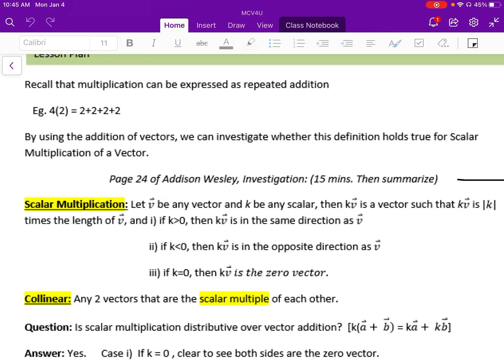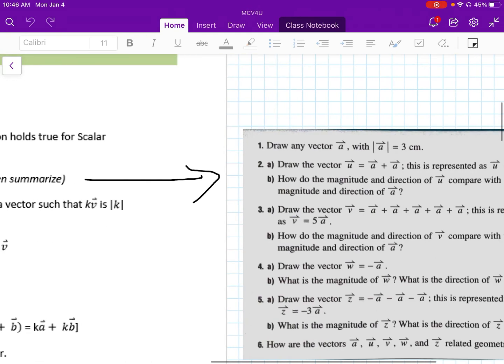As a recall, remember multiplication can be expressed as repeated addition. So we start with adding. We add vectors together and see if our definition for multiplication of scalars works the same way as it would for vectors. So adding vectors, repeated over and over, can we say that that's like multiplying a scalar quantity times a vector? What does that mean?